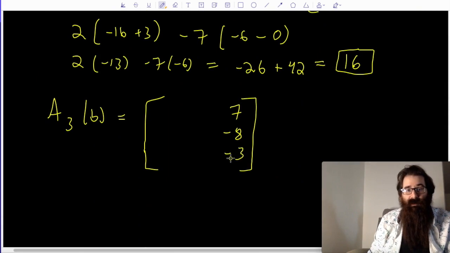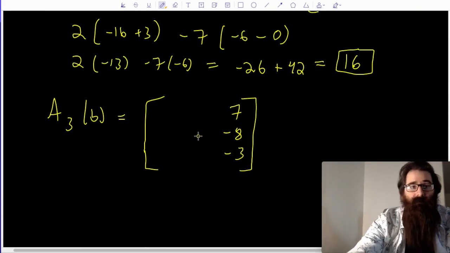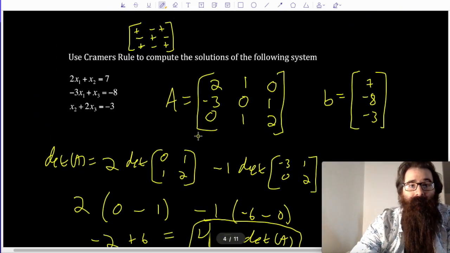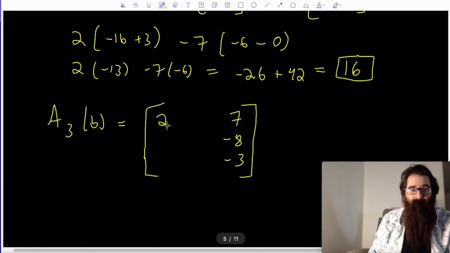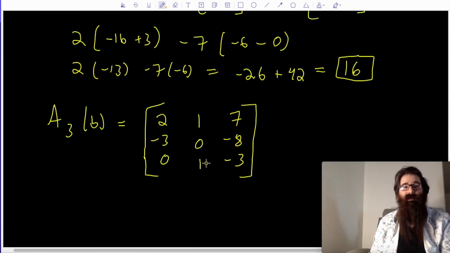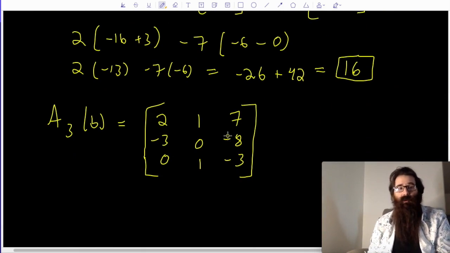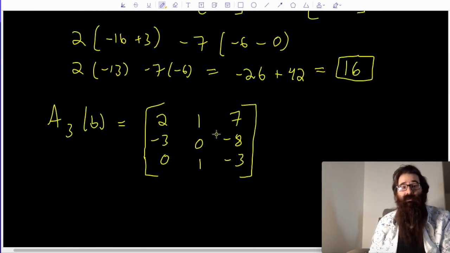But the rest of the matrix, columns 1 and 2, should stay the same. What was column 1? Column 1 was 2, negative 3, 0. And column 2 was 0, 1, 0. Where the first column is stays the same. 0, 1, 0 for that second column. And this is how A sub 3 at B should look. And I want the determinant of this.